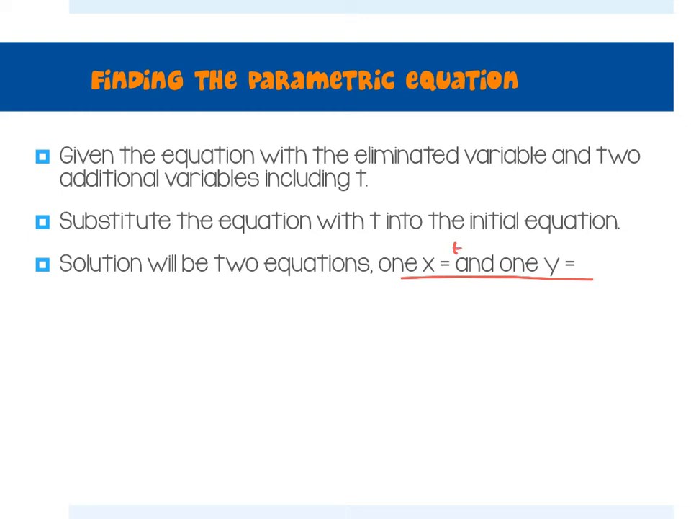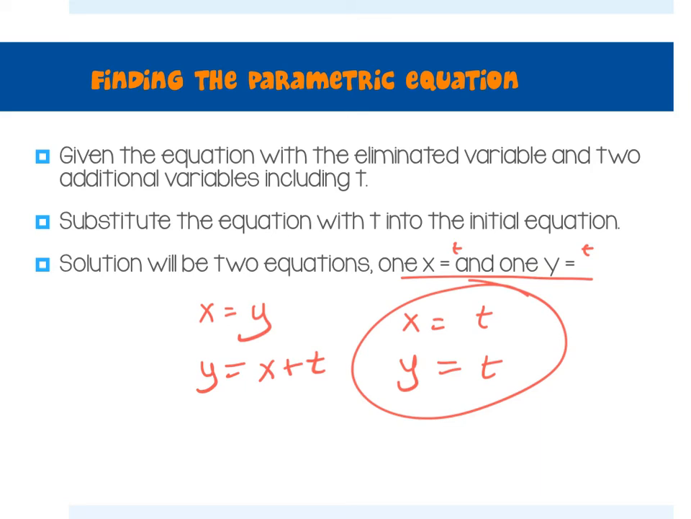Both of them should have some sort of t in them, so you'd have to figure out, obviously, what that is. You're going to be given the equations with the eliminated variable. Let's just say it says x equals y, and there's no t there, and then y equals x plus t, or something like that, right? So you have to substitute the equation with t into the initial equation, and the solution is going to end up being 1 x equals with a t in it and 1 y equals with a t in it. This is how you know you've got your actual system that is a parametric equation.